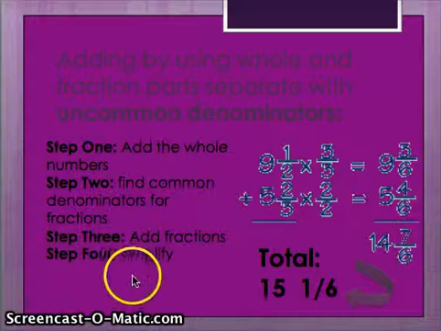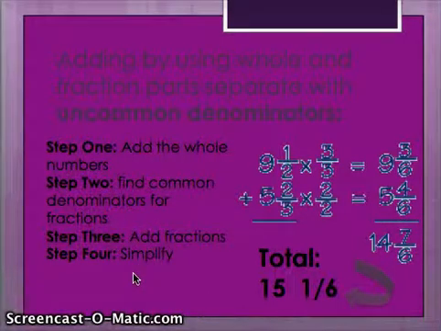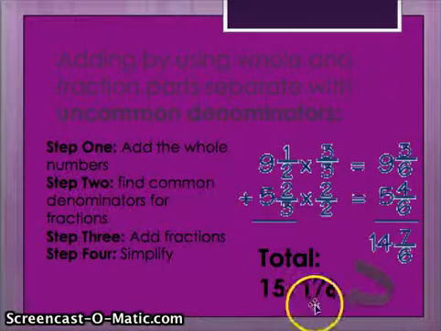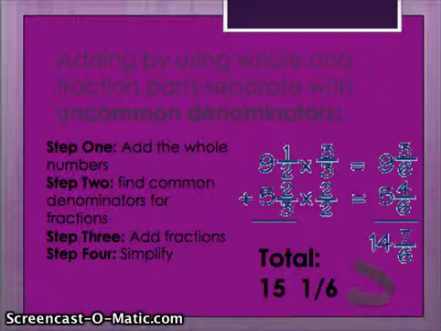Now, my next step is to simplify. I know that I need to simplify 7/6 because I have an improper fraction. I'm going to do this by dividing, as I showed you in the beginning, and you get a total of 15 and 1/6.